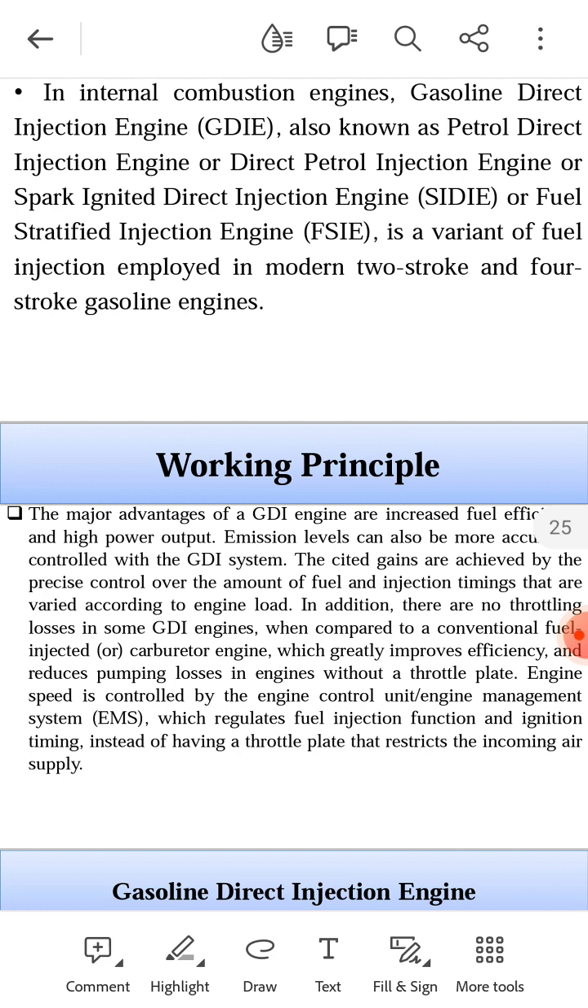according to engine load. In addition, there are no throttling losses in some GDI engines when compared to a conventional fuel injection, which reduces the pumping losses in engines without a throttle plate. Engine speed is controlled by the engine control unit or engine management, which regulates fuel injection function and ignition timing instead of having a throttle plate that restricts the incoming air supply.